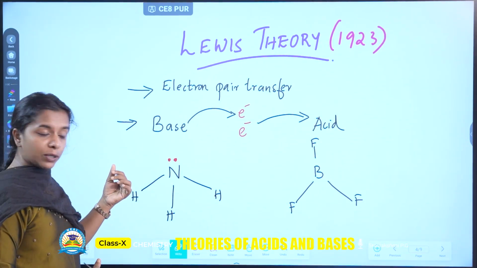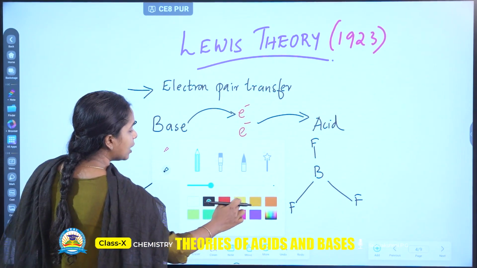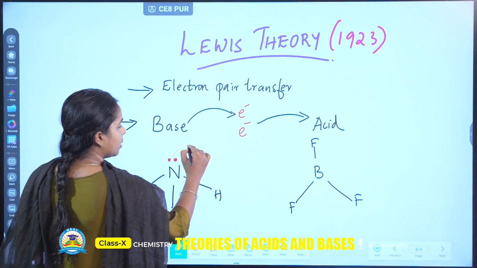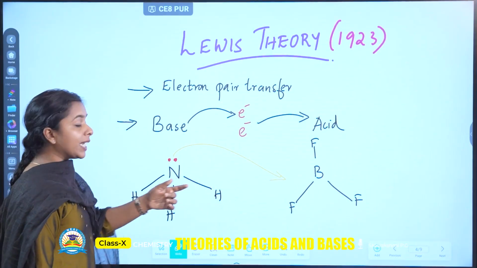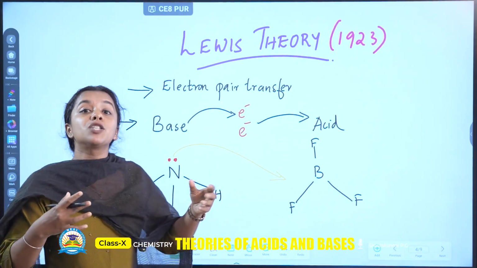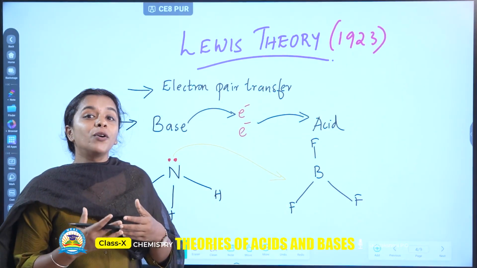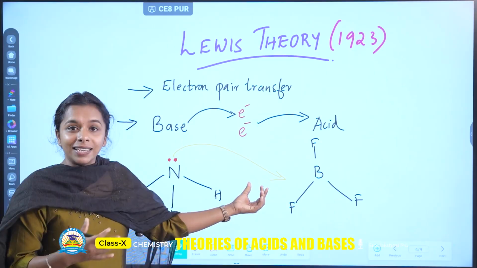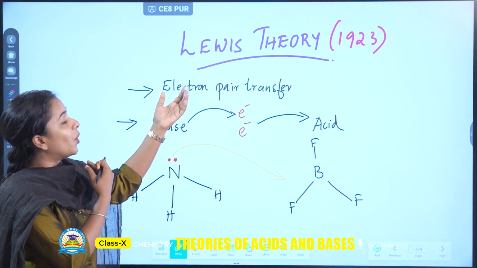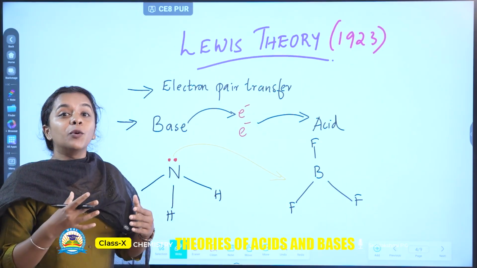So what will nitrogen do? Nitrogen will share these electrons, or give its electrons to the BF3, and they will form a coordinate bond. They will form a coordinate bond between NH3 and BF3. This is an example of Lewis acid and Lewis base.